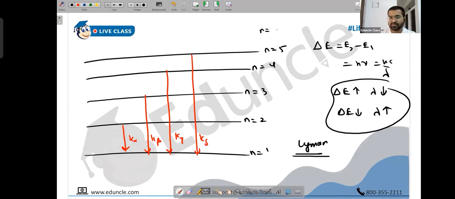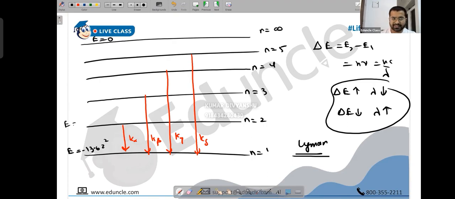Remember that at n equals infinity, energy becomes 0. Don't forget that. Here energy is minus 13.6 Z square. We have written these values in the last class. Here energy is minus 3.4 Z square in electron volts. And then it goes on.